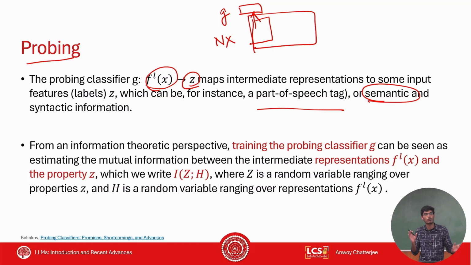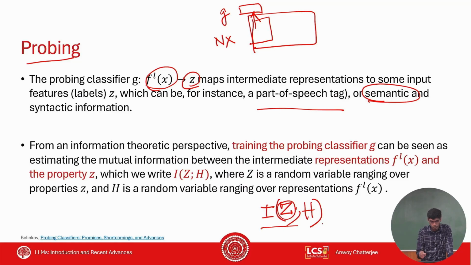So what is essentially a probe classifier doing? If we look into it carefully, what it is trying to model is the mutual information between the hidden state and the random variable, which are the properties of Z. So suppose this Z random variable represents the information required to assess the part of speech tag, and H, capital H, is the random variable which denotes the representations of the hidden state.